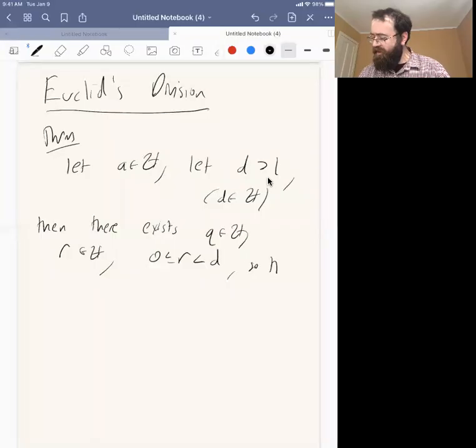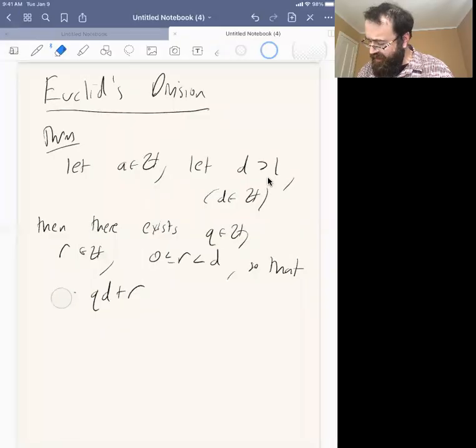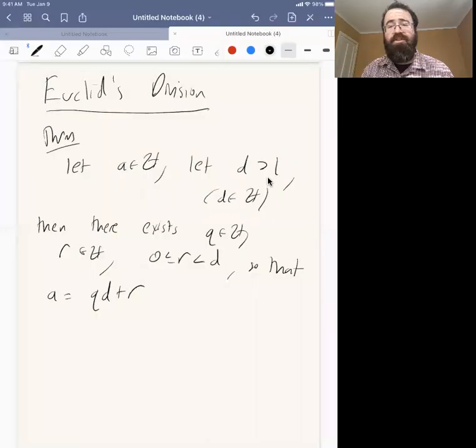so that a equals q times d plus r. So in other words, you try to divide d into a, and sometimes you succeed and the remainder is 0 and you get a is something times d. But other times you fail and you're left over with something. And the theorem just says that that something can be chosen to be small compared to d. Okay, so this is intuitively, I think, completely clear.